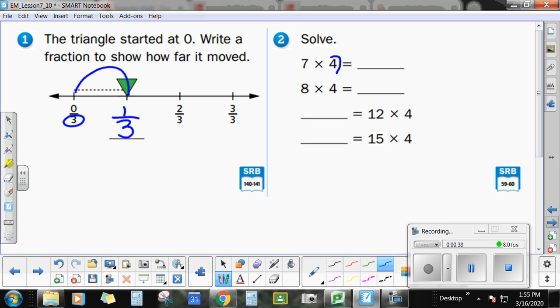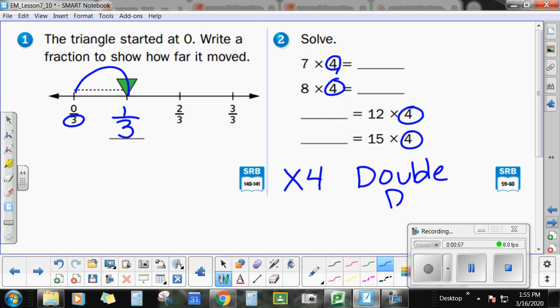Notice that every single one of them is times 4. If you don't know the fact immediately, if you don't know it's 7 times 4 or 8 times 4, remember what our strategy is for times 4. Anytime you multiply by 4, it's just double, double. That means you take the other factor, you double it, and then you take that and you double it again.